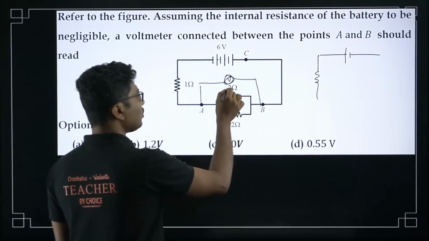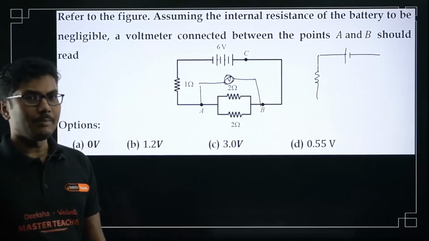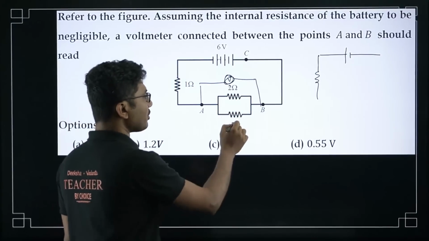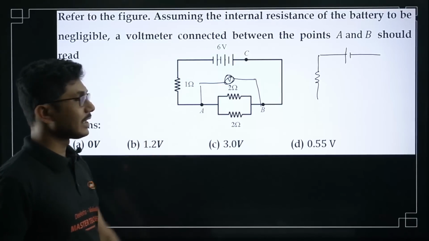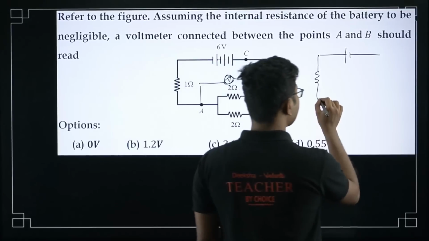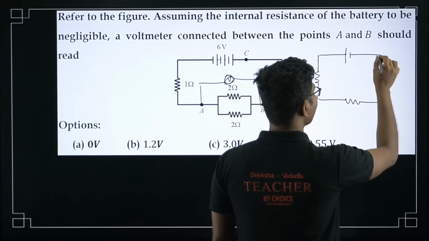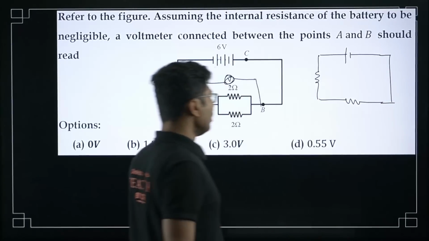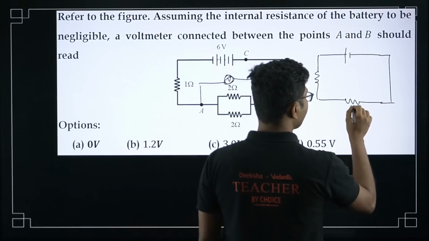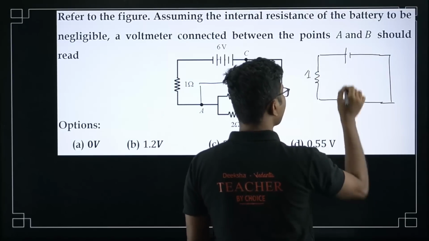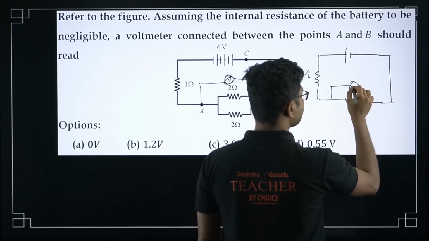Now here we have 2 ohm and 2 ohm connected in parallel. What is the equivalent resistance? Two equal resistances connected in parallel, the equivalent resistance is exactly half of them, that is 2 by 2, which is obviously 1 ohm. So this is also 1 ohm. The voltmeter is connected like this.